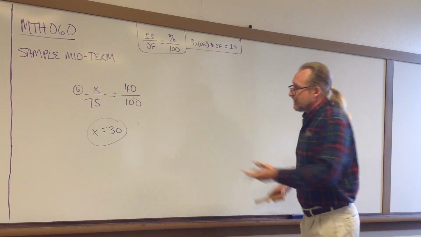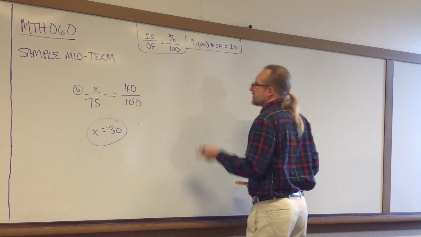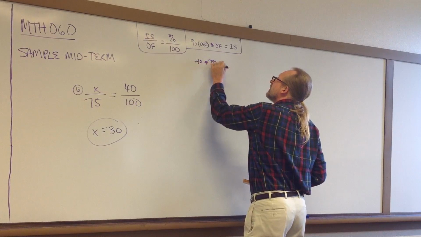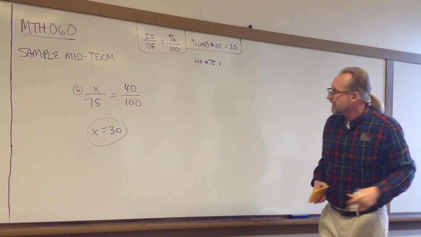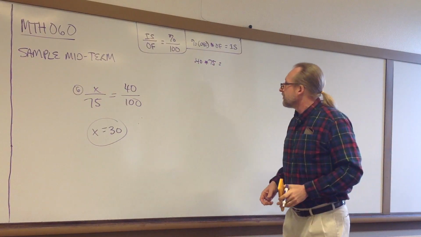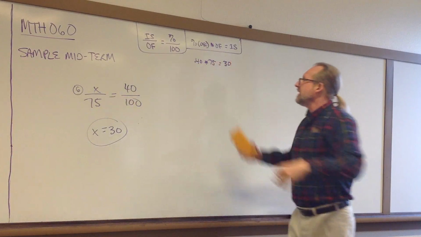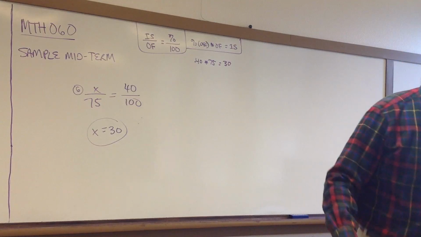Now if you want to use this method, like on this question, then you would say 0.40 times 75, and then that would just be your answer, okay? And that would turn out to be 30. And either one of those methods works.